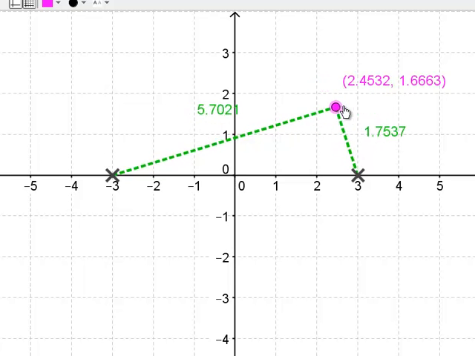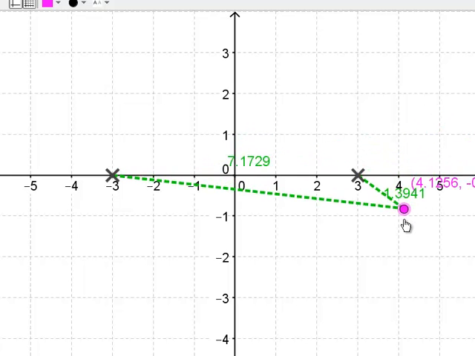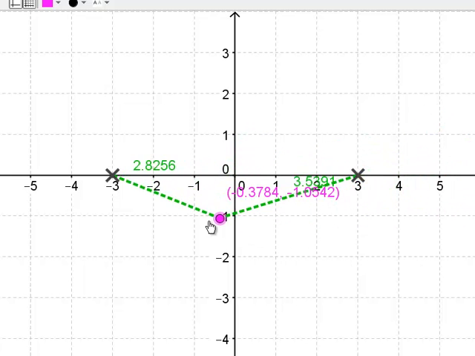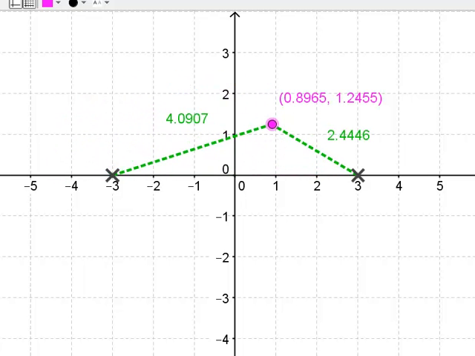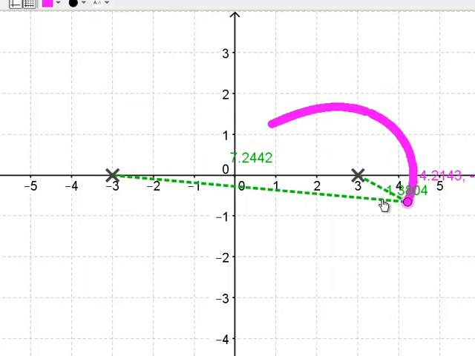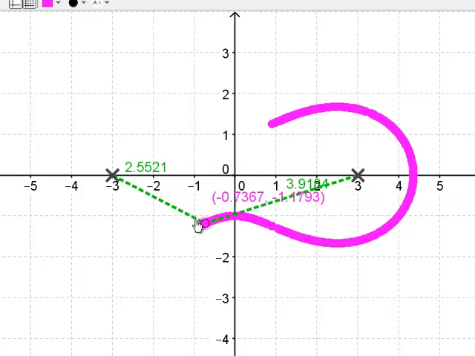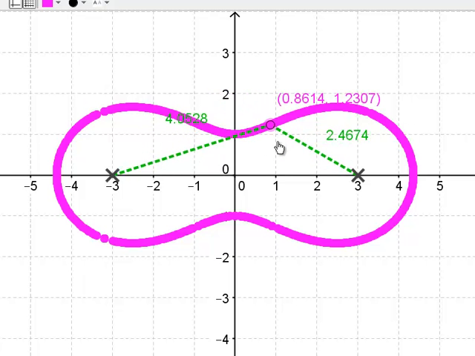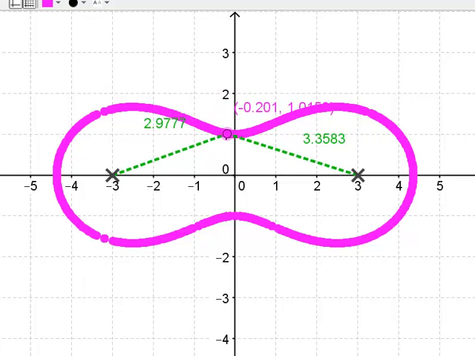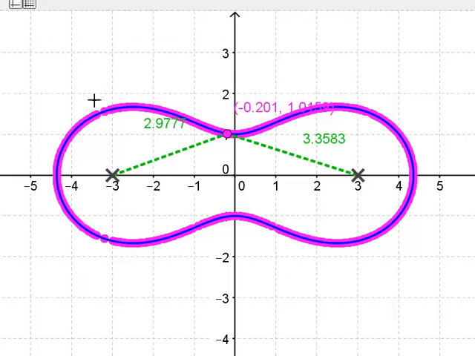So they're maintaining a product this time of 10, and if I just find all the points that satisfy that, I am tracing out what's called a Cassini oval. Let's see what that looks like. Turn on the trace. And it's sort of a figure 8 there, except not meeting in the middle. That's a Cassini oval. All right, so that's the equation that you saw on the board a moment ago.